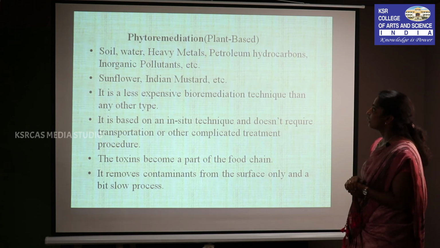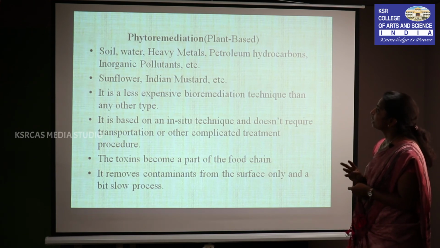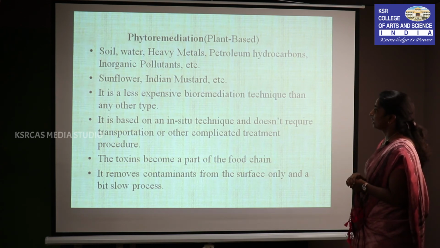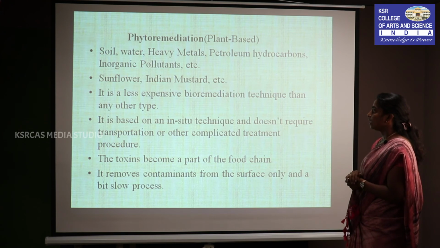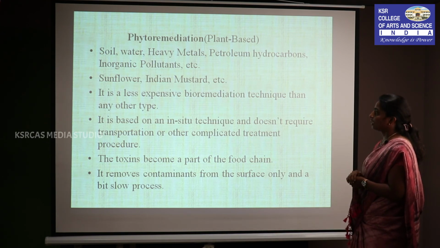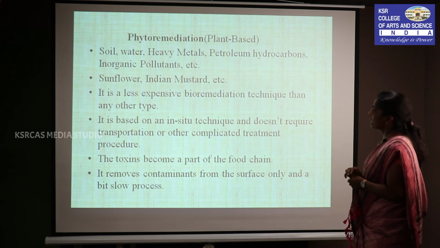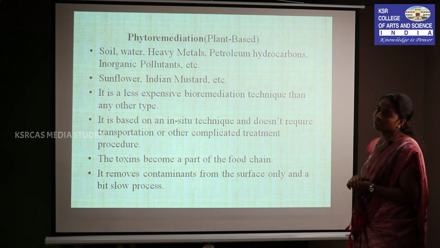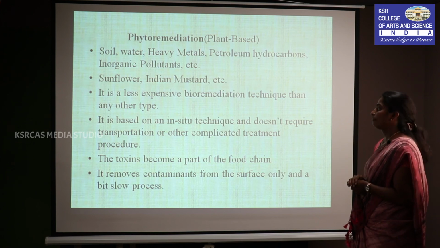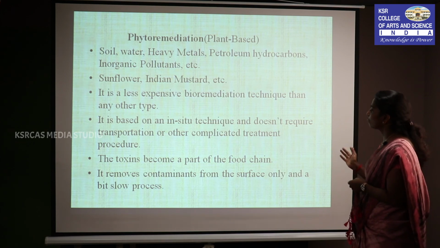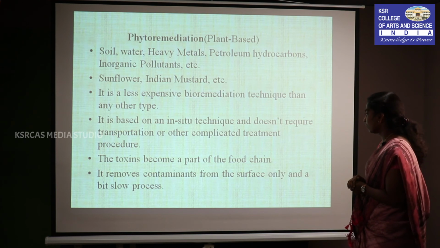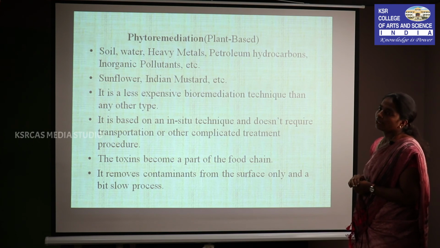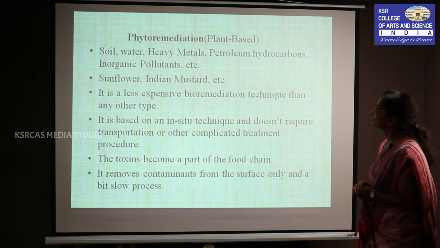The plants involved in phytoremediation are sunflower, Indian mustard, etc., and it is a less expensive bioremediation technique than any other type. It is also an in situ technique and does not require transportation or other complicated treatment procedure. Phytoremediation is an in situ remediation process only, and the toxin can become a part of the food chain. It removes contaminants from the surface only, and it is a bit slow process, as only surface contaminants will be removed.